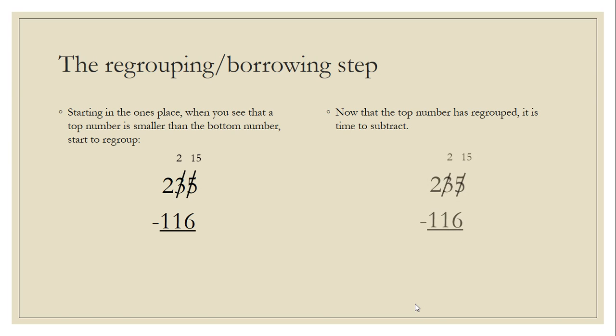Now that the top number has regrouped, it's time to subtract. 15 take away 6 is 9. 2 take away 1 is 1. And 2 take away 1 is 1. Your difference is 119.